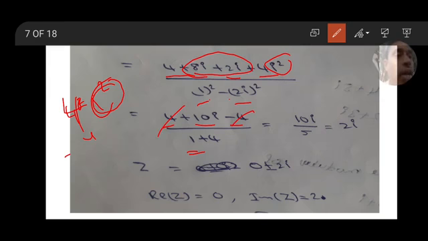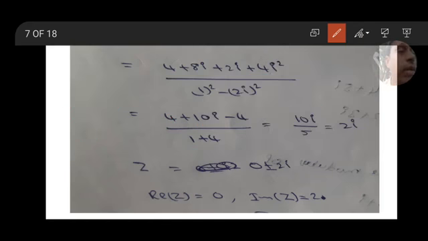10i by 5 gives 2i. We have only the imaginary part, which can be written as 0 plus 2i. So what is the real part? Real part of z equal to 0. Imaginary part of z equal to 2. It is the same as the a plus ib form, where real part and imaginary part are the same. Only the wording of the question is different.